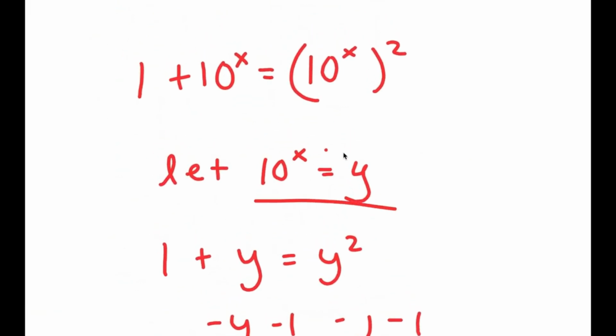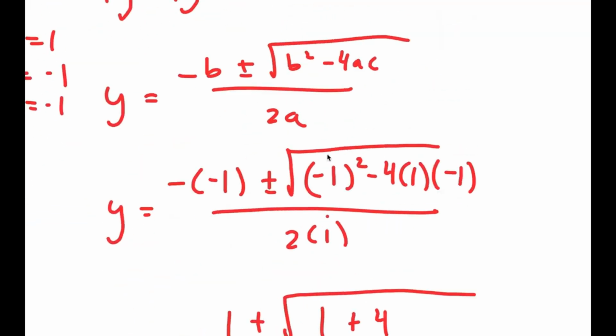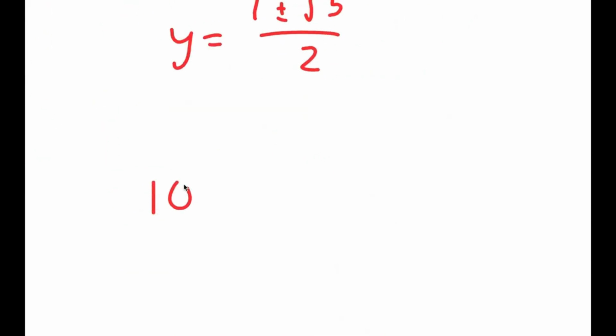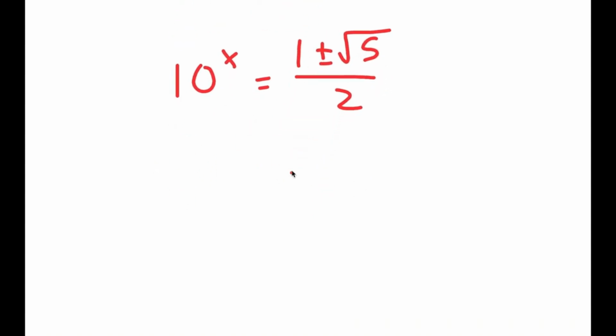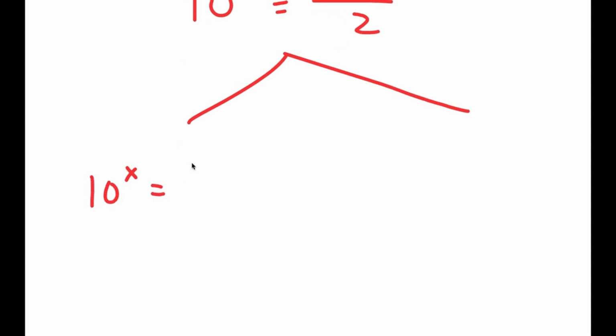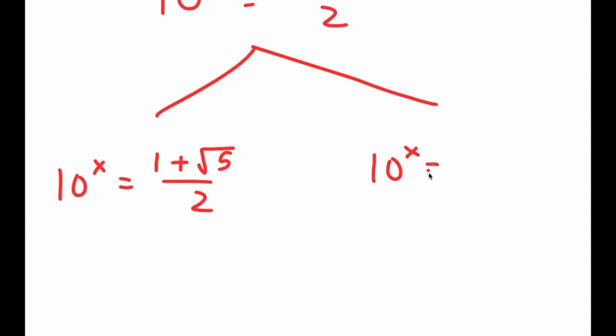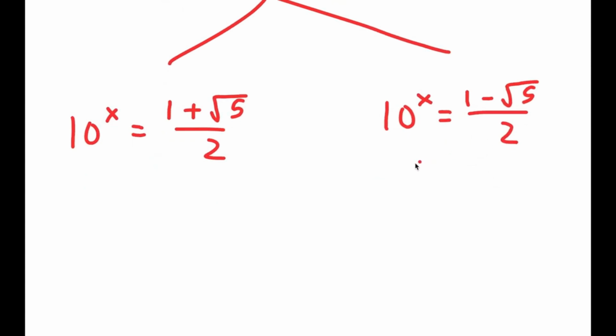And we let 10 to the power of x equal to y. So I get 10 to the power of x equals 1 plus or minus the square root of 5 over 2. Now, this gives me two equations. I get 10 to the power of x is equal to 1 plus the square root of 5 over 2, and I get 10 to the power of x is equal to 1 minus the square root of 5 over 2. So I'm going to first start with 10 to the power of x is equal to 1 plus the square root of 5 over 2.